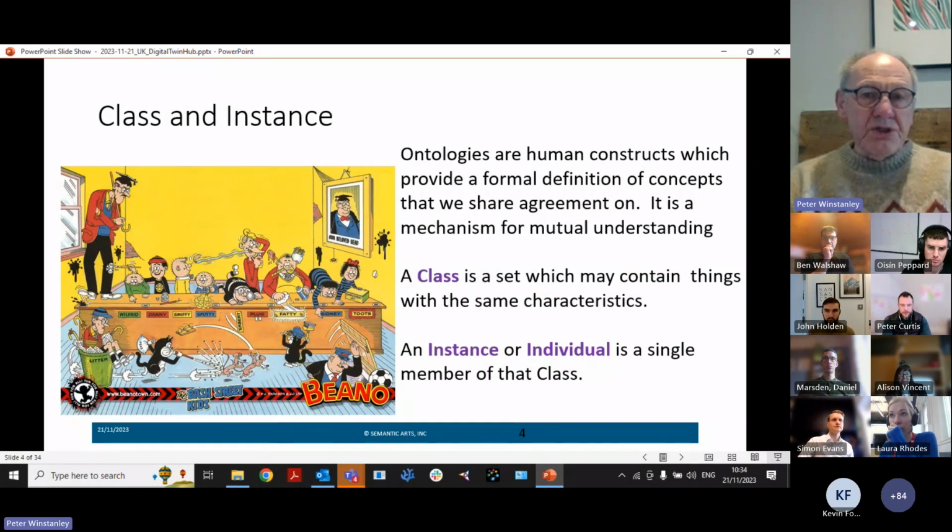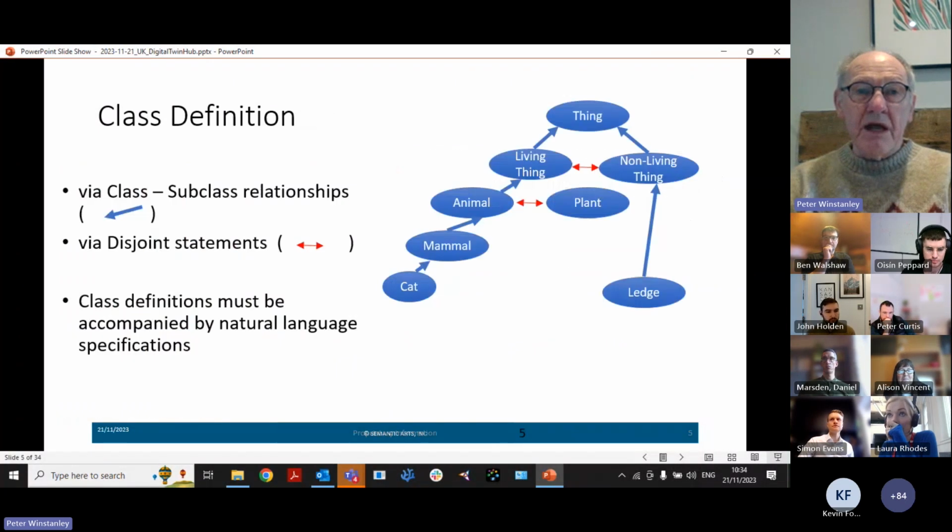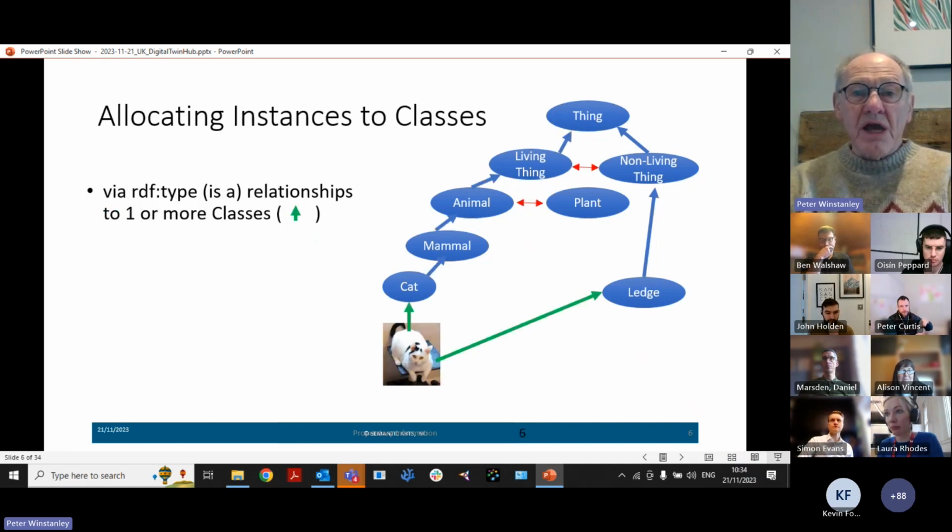When we're talking about ontologies, also what we do is that we describe things in classes. Classes are sets of things with the same characteristics, and individuals or instances might be members of that class. And from the class definitions, what we can do is organize class and subclass relationships to organize the things, the classes, the sets of things that we're talking about in our representation of the world. What's also important is to be able to say that this class is not that class, so that we have the possibility of having disjoint statements. And then what we can do is allocate individuals to the membership of one or more classes.